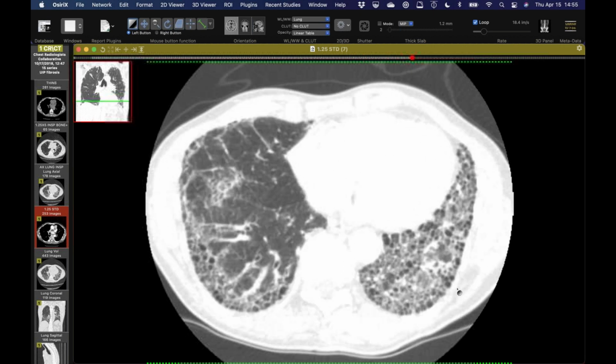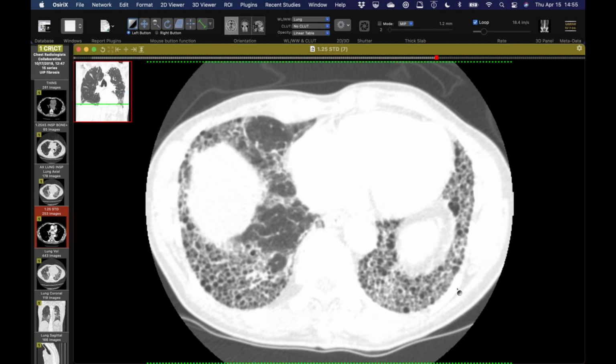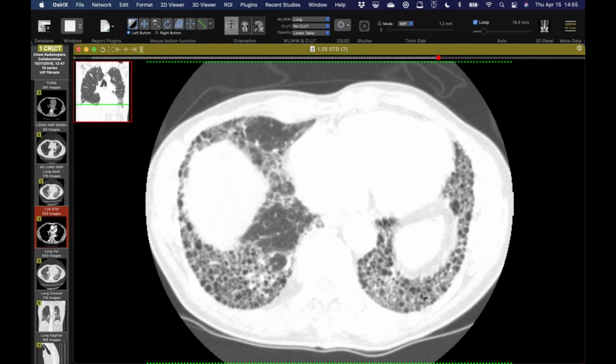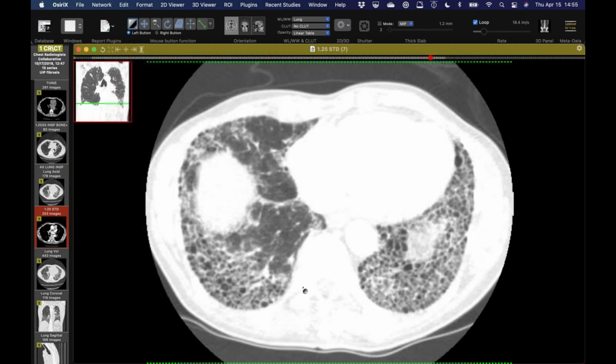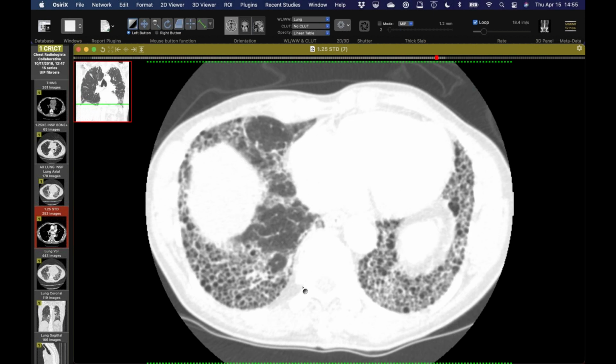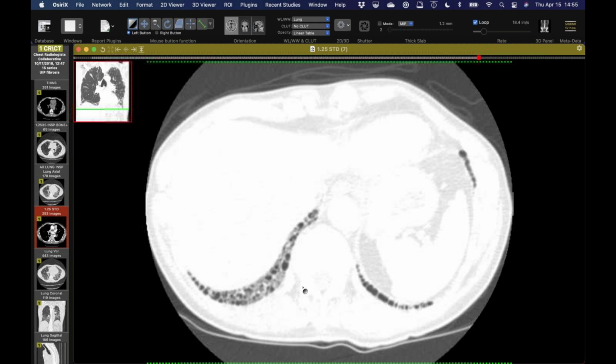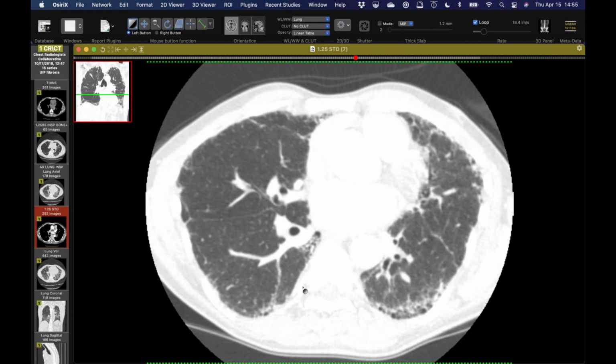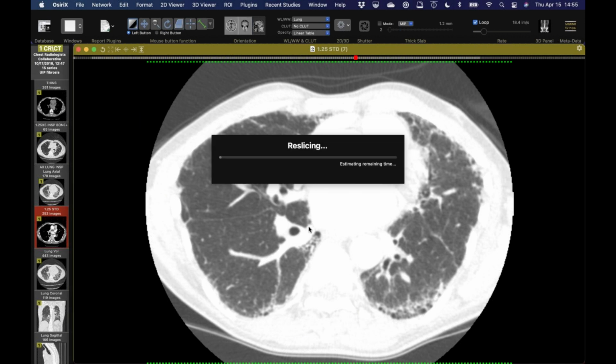Let me find the oldest scan. So this was another interesting consult. This is a guy who is in his early 60s now. And he presented, let's see, I thought I had these dates right. Yes. So he had presented with some shortness of breath several years ago, and this is an older CT.